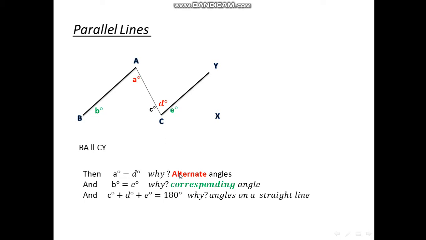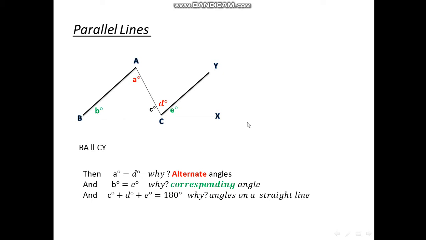A is equal to D because they are alternate angles, and B equal to E because they are corresponding angles. And C, D, E, again the same reason, they add up to 180. What is that? They are angles on a straight line. This is the straight line BCX. BCX is a straight line or a half circle. Look, a half circle. So whatever angles on a straight line, they must all add up to 180. So C plus D plus E equal 180 because they are all on a straight line.